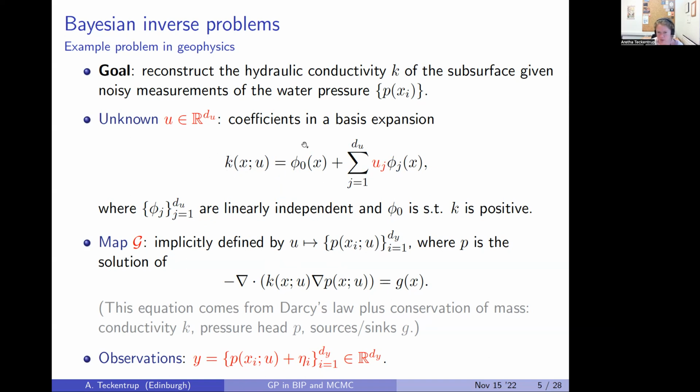And in particular, we're then assuming a parametric expansion here. So we assume that K can be expressed in terms of these basis functions phi j, and then we just want to learn the coefficients uj in this basis expansion. Right. So in principle, the inverse problem that we have is that we have data which corresponds to the PDE solution P, and we want to use that to infer what the diffusion coefficient K is in this PDE.